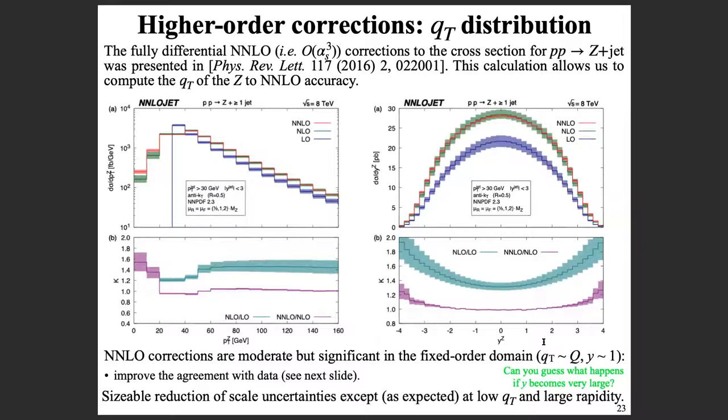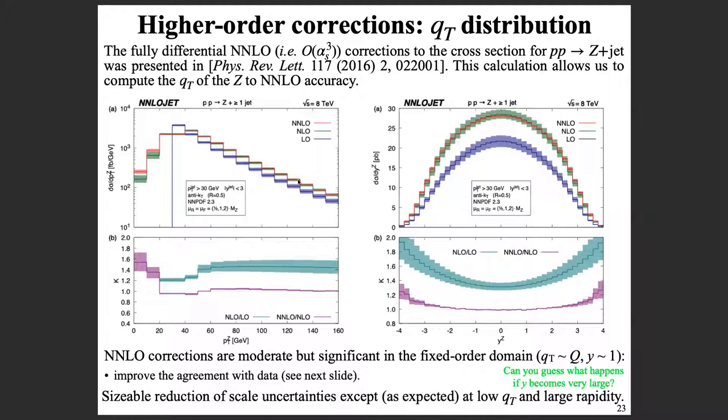Now let's move to QT distributions. This is a critical observable, as we have seen yesterday. Quite recently, next to next to leading order corrections to this process have been computed. So here we are talking about pp into Z plus one jet, because we need an object to recoil against. So the leading order is alpha_s, and the next to next to leading order is alpha_s cubed. And so the calculation allows us to compute this observable.